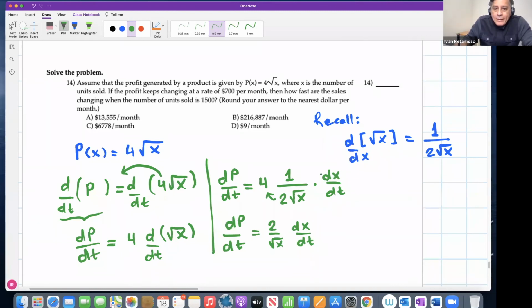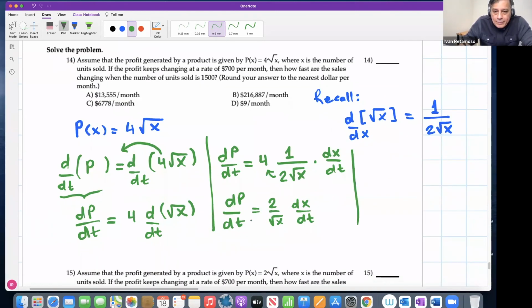Now remember, this one is given, it's here: $700 per month, the rate of change of the profit. So let's write it there, 700, right? Then 2 divided by square root of x.